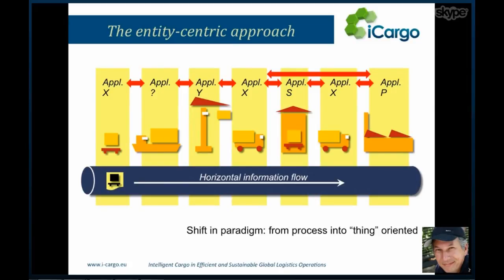The information is collected in an electronic document, and we call this electronic document a digital shadow, because like the real shadow in real life follows the subject, this digital shadow also follows the goods or the container or the truck along the chain.